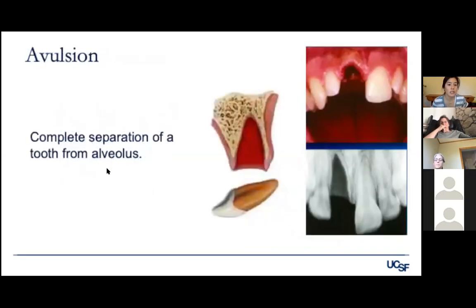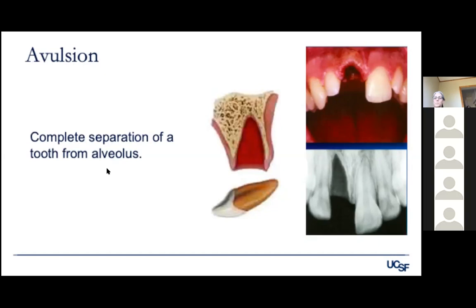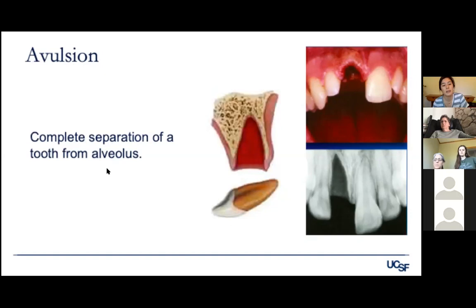And then avulsion, this is complete separation of the tooth from the alveolus. A lot of times the patients will come in with the tooth in their hand and say, my tooth fell out. Sometimes if they can't find the tooth, it's important for us to rule out if the injury is an intrusion. Sometimes the tooth can be dislodged all the way into the socket that you can't even see it. And so if you can't find the tooth, you have to make sure that it's truly avulsed, or if it's just intruded into the socket.